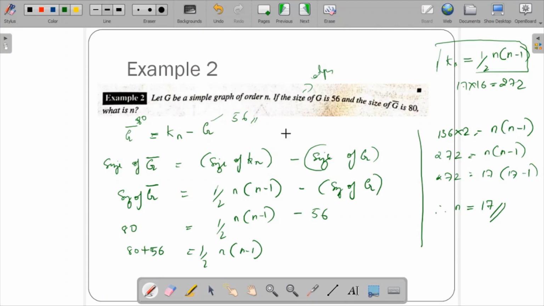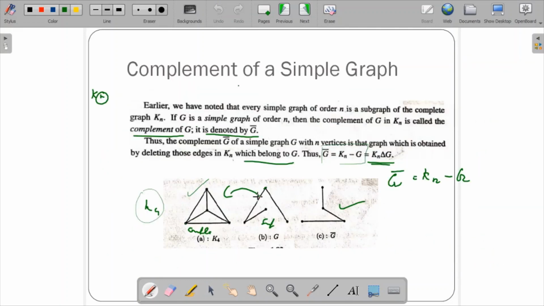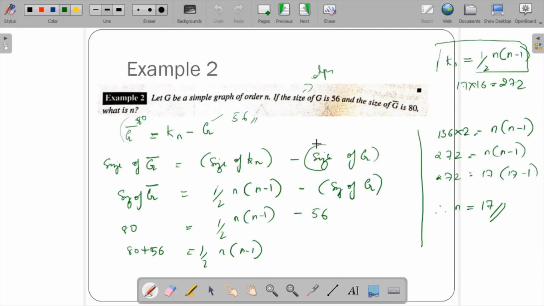I'll repeat again: let G be a simple graph of order n, and G bar is the complement, which you obtain from the complete graph. So you know the formula: the complement of this simple graph is obtained by taking this graph minus this graph. You can see Kn minus G gives the complement. The same formula I'm going to apply over here and solve. And this one more formula we had already seen in the last sessions: half into n into n minus 1 is the size of the complete graph.